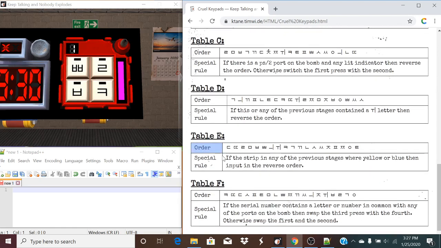So looking at this order, let's pay attention to our special rule. If the strip in any of the previous stages, well, we haven't had it in previous stages, so this is not true already. But if the strip in any of the previous stages were yellow or blue, then input in reverse order. However, that is not the case, so let's just plug it in like this.